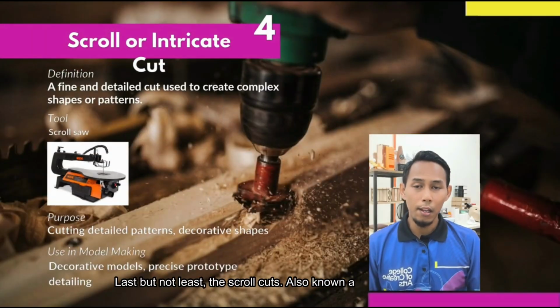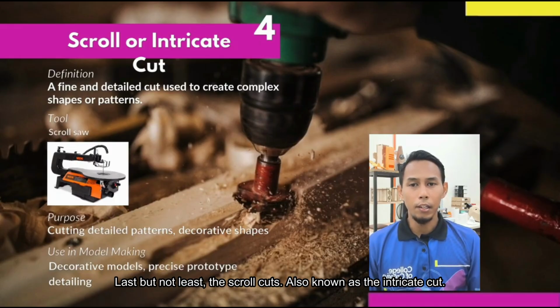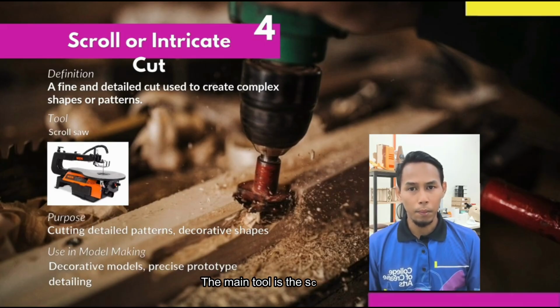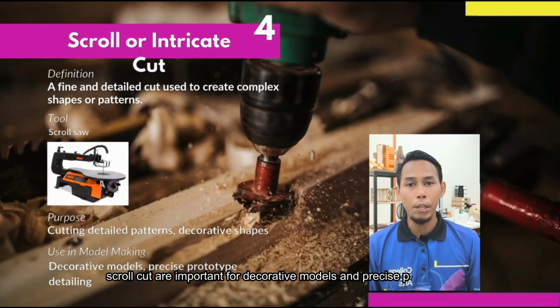Last but not least, the scroll cut, also known as the intricate cut. It is used to create detailed patterns or complex shapes. The main tool is the scroll saw. In model making, scroll cuts are important for decorative models and precise prototype detailing.